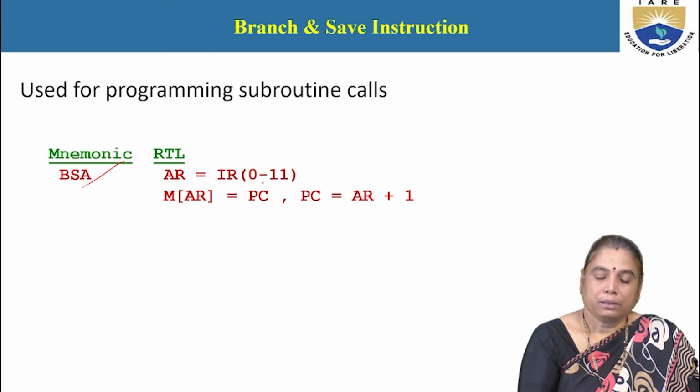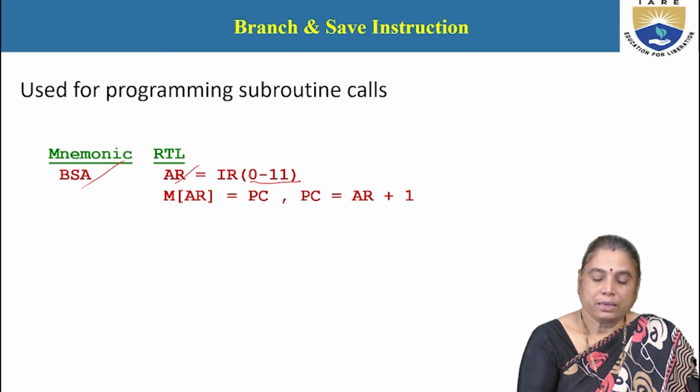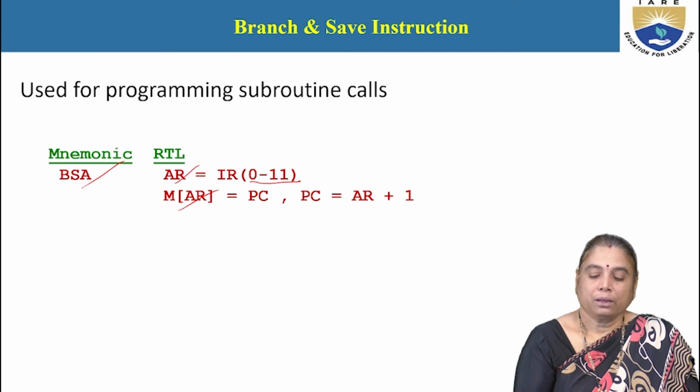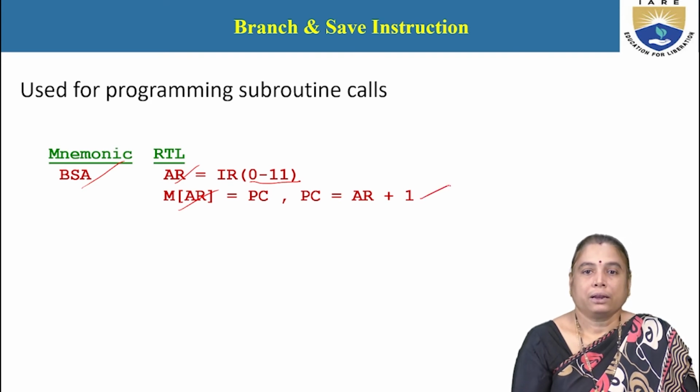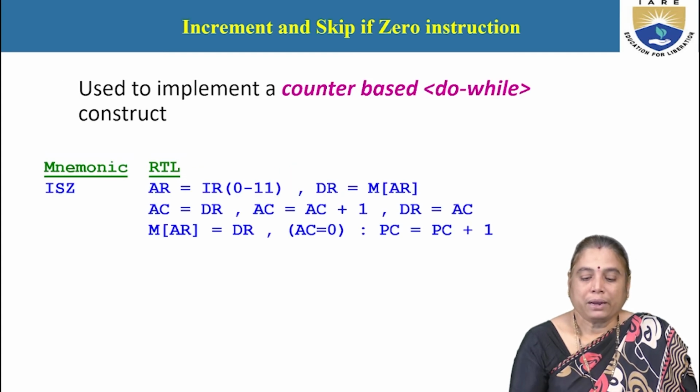Here, the instruction register's 0 to 11 bits, the address, is moved to the address register, and PC is moved to the memory location pointed to by the address register. The PC value can be modified with an incremented value of AR plus 1, so that the required subroutine can be serviced first. Next, the increment and skip if 0 instruction.